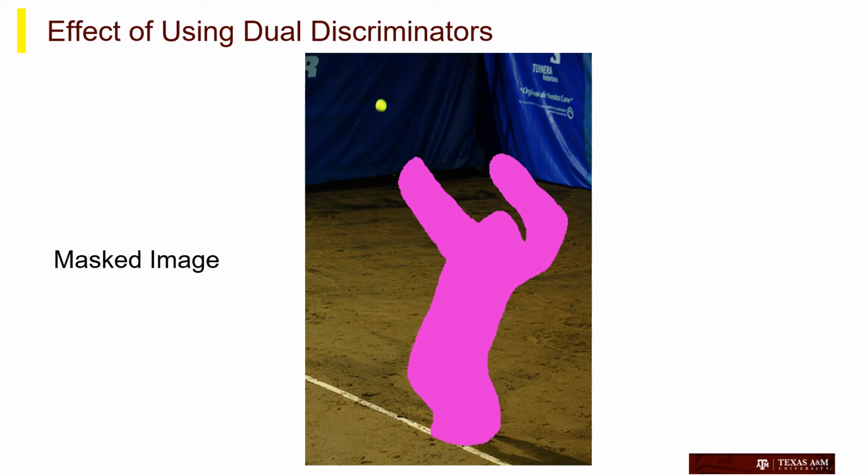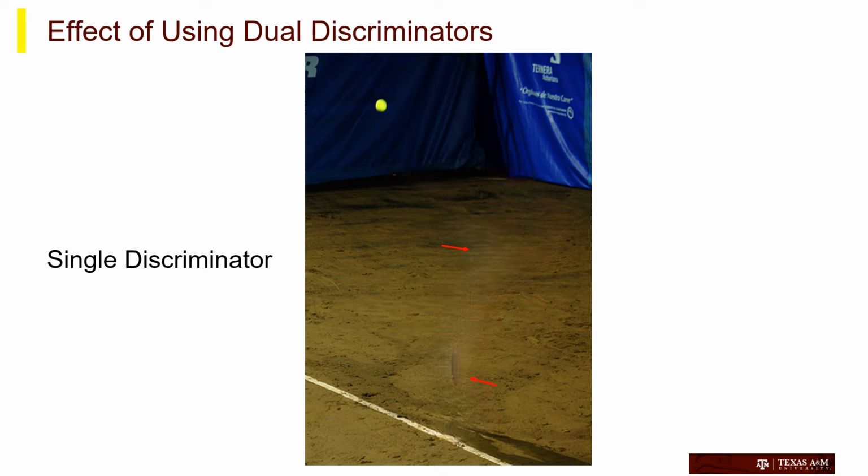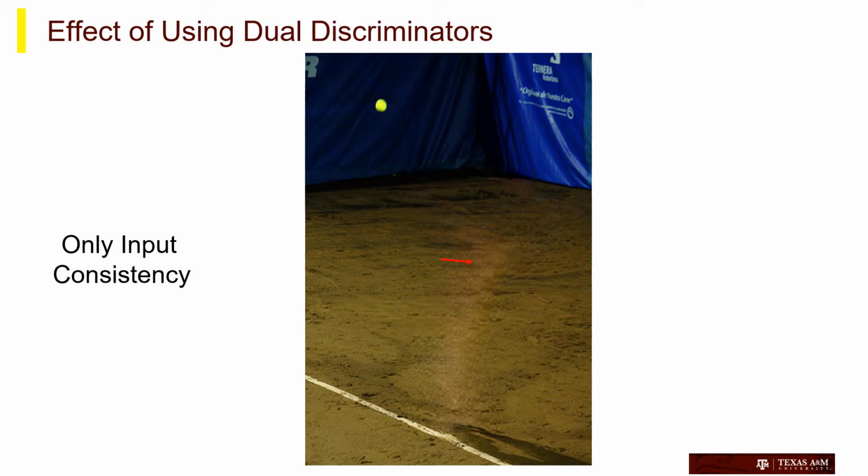We'll now see the impact of using the dual discriminator framework. The generator produces blurry texture if a single discriminator is used, where both the semantic map and the mask are concatenated to the input. If only the input consistency discriminator is used, while the generated content blends with the inpainted image, we see that the interior of the mask has texture and color artifacts.